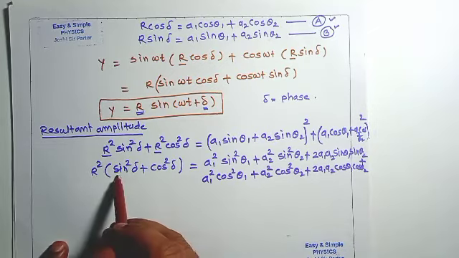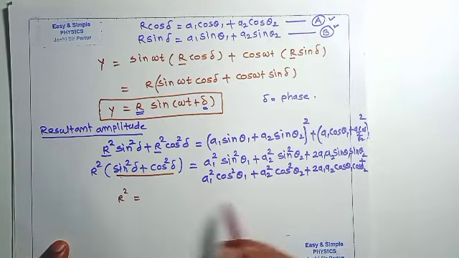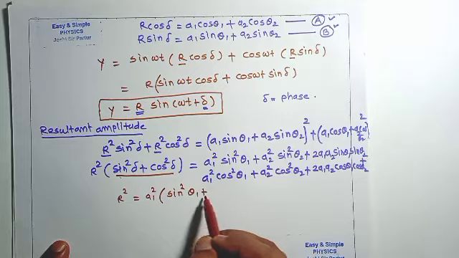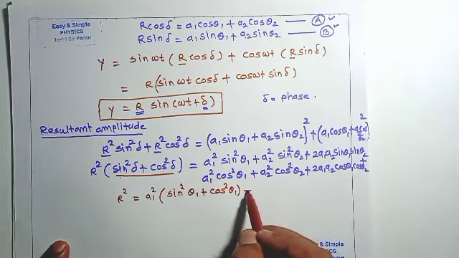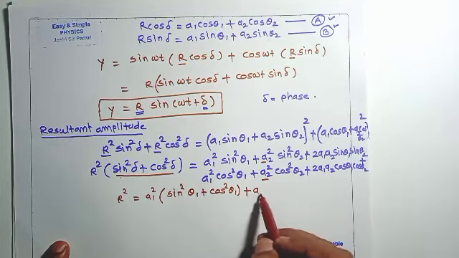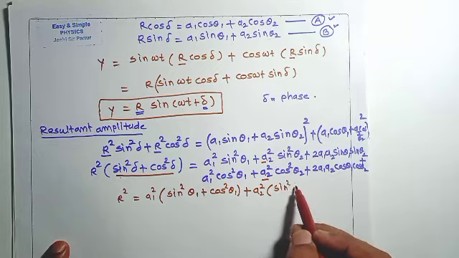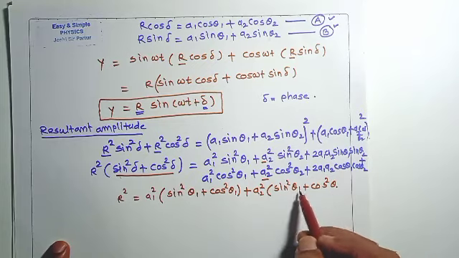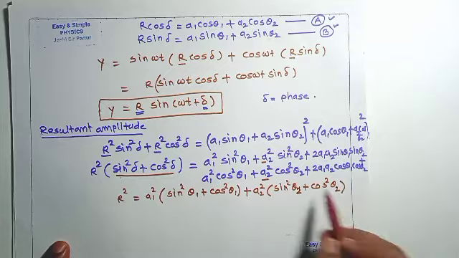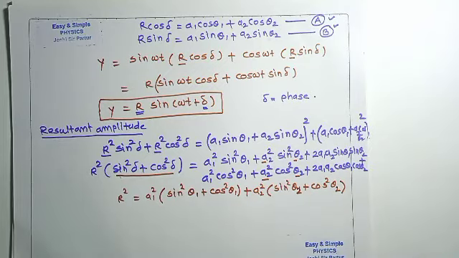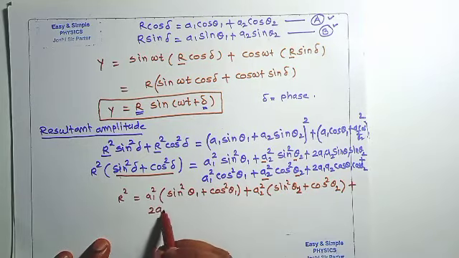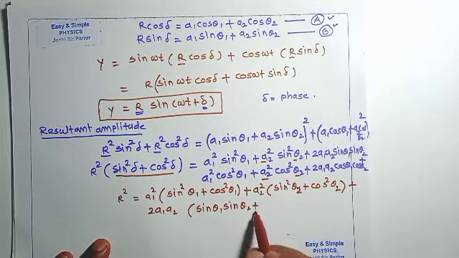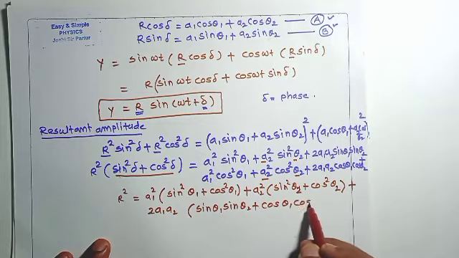In this term, using trigonometry, R square is equal to a1 square in bracket sine square theta 1 plus cos square theta 1, another a2 square is common, a2 square in bracket sine square theta 2 plus cos square theta 2, again plus 2 a1 a2 in bracket sine of theta 1 sine of theta 2 plus cos of theta 1 cos of theta 2.